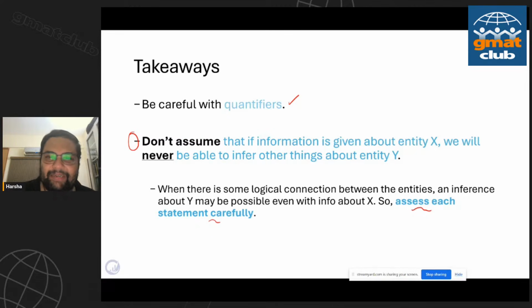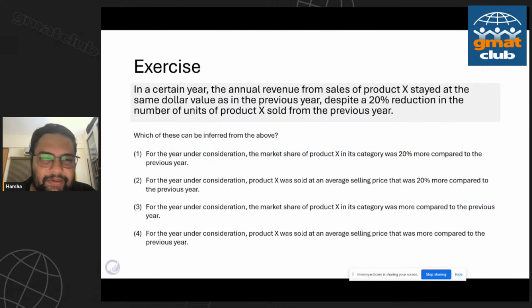Right. So remember this idea. Sometimes you may be able to draw some inferences about some other entity as well. Let's take it a little forward with perhaps a slightly more nuanced question. Now, in this case, this question stem is slightly different in the sense that only one answer choice is right. You don't have to give me yes, yes, no, no. Which of these four is correct? There's only one right answer.